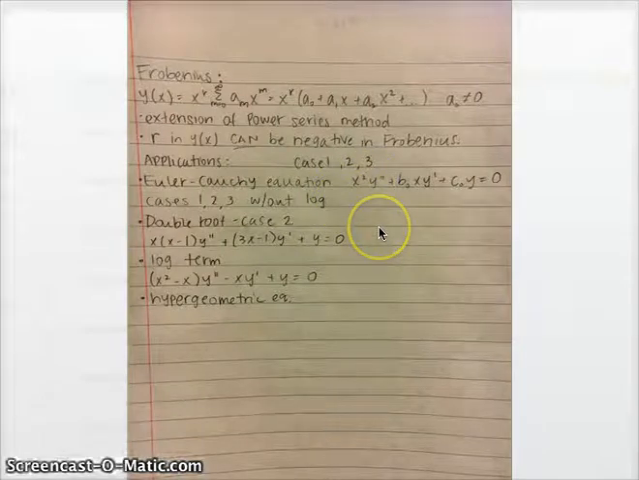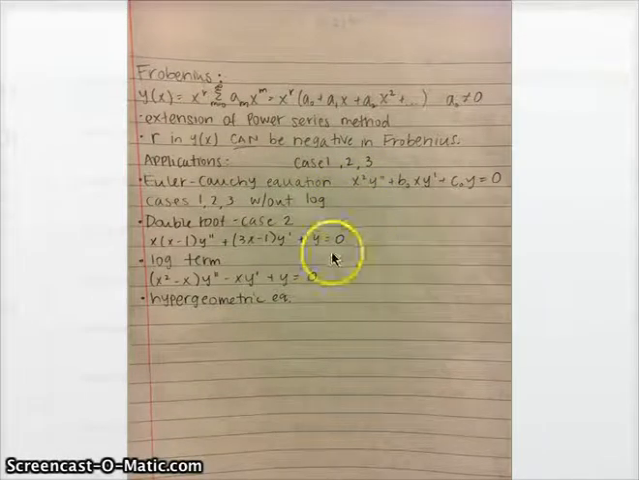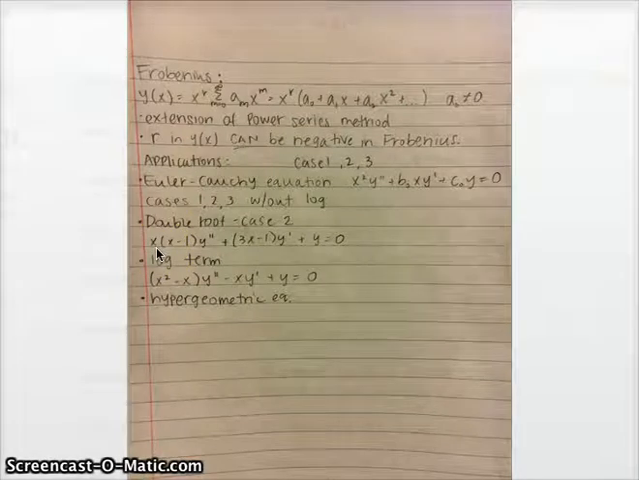For the double root case 2, you can solve this equation: x times (x minus 1) times y double prime plus (3x minus 1) y prime plus y equals 0. Then you get r squared equals 0, and that indicates the double root r equals 0. Then you can insert that value into the equation and solve, and you get two solutions.